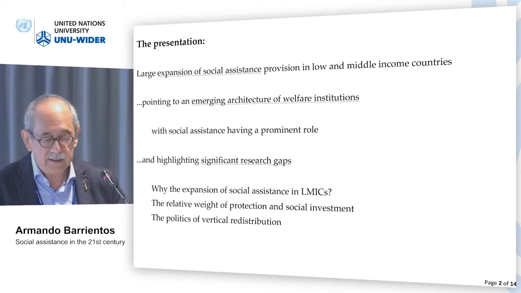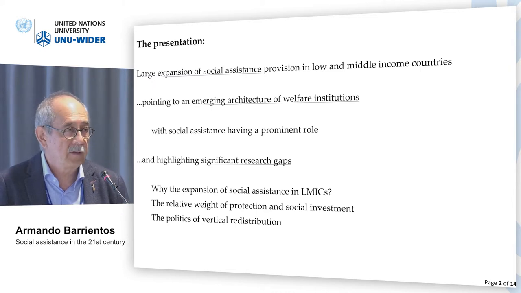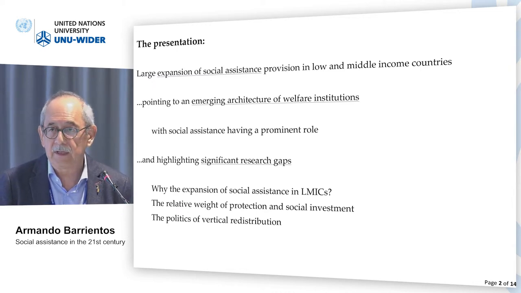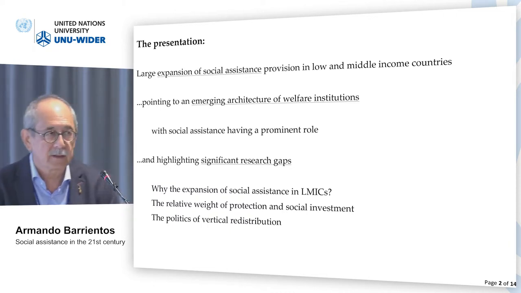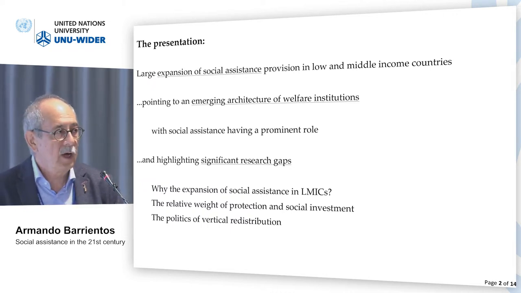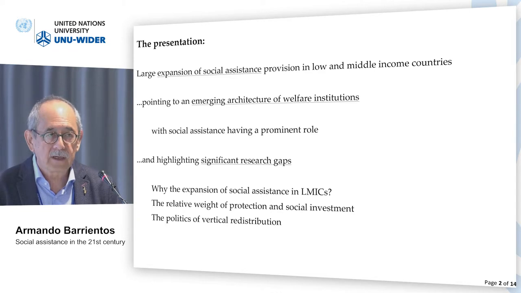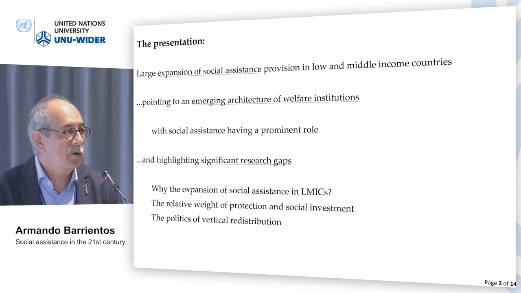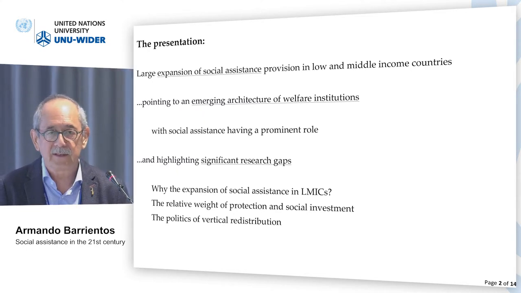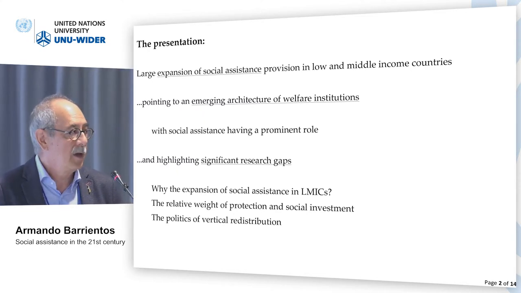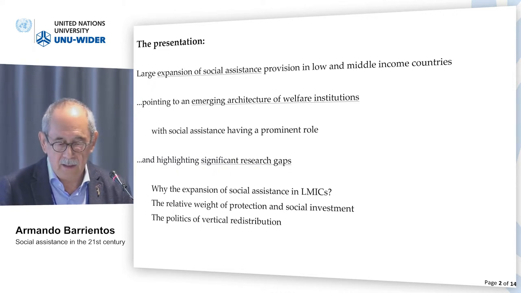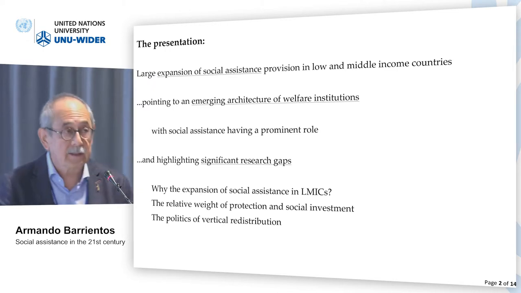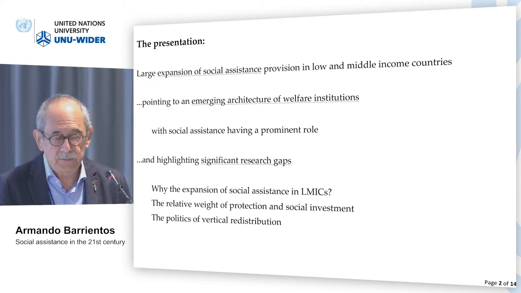The second thing I want to discuss is the relative weight of protection and social investment. This is discussed quite extensively in high-income countries, and perhaps we should pay more attention to it in low- and middle-income countries. The third issue, which is also, in my view, under-researched, is the politics of vertical redistribution as opposed to horizontal redistribution. We spend a lot of time discussing horizontal redistribution, much less so vertical redistribution. But if we want to understand the expansion of social assistance, we need to understand what is the politics behind these developments.